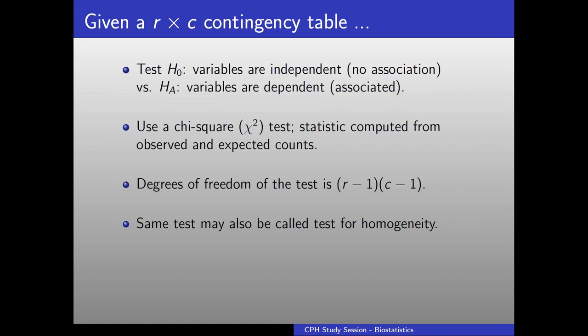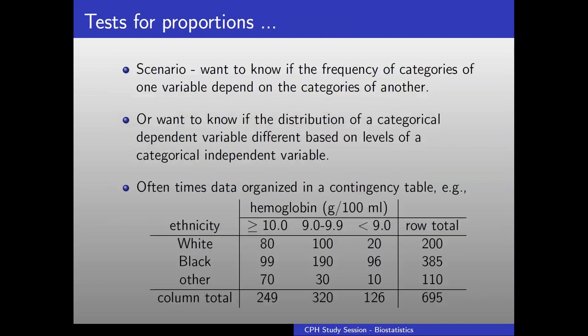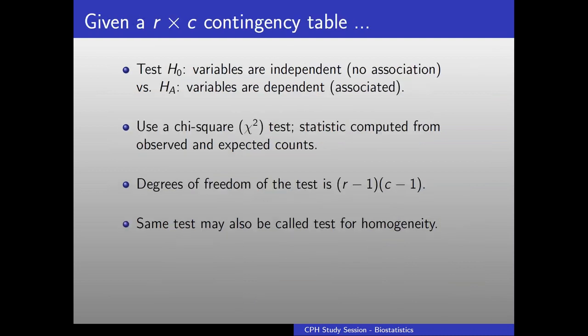The degrees of freedom associated with this chi-squared test would be the number of rows minus 1 times the number of columns minus 1. So for this previous example, because you have 3 columns and 3 rows, the degrees of freedom would be 3 minus 1 times 3 minus 1, so that would be 2 times 2, so 4. Similar tests may also be called tests for homogeneity, but in either case, you're going to have a contingency table and you're going to use a chi-squared test.